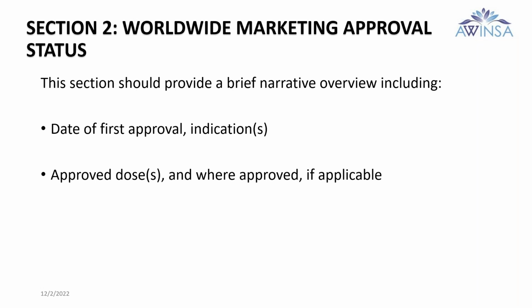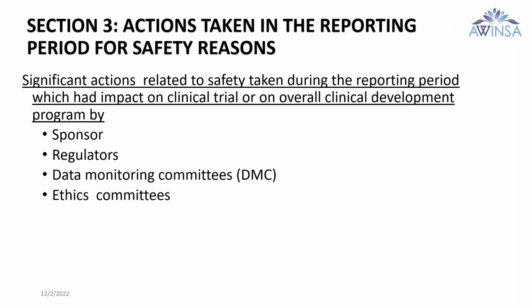If there is data regarding the marketing approval, this section should provide a brief narrative overview, including the date of first approval, the approved dose, and wherever approved, if applicable. Of course, if there is a tabulation format available with you, you can provide that format also. But this is more applicable when the product is also authorized at the same time.